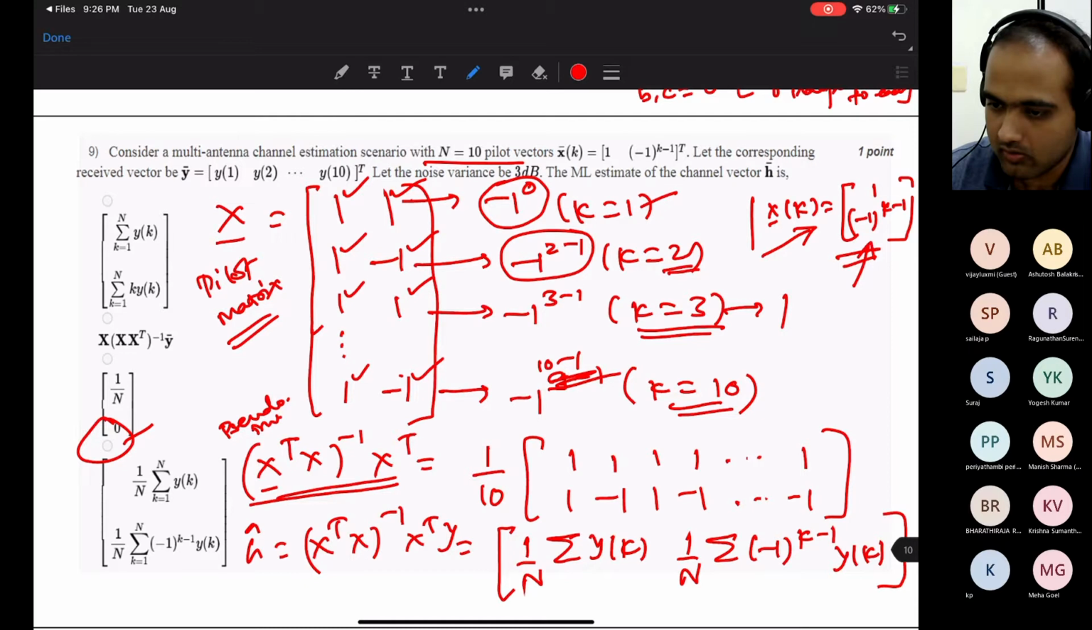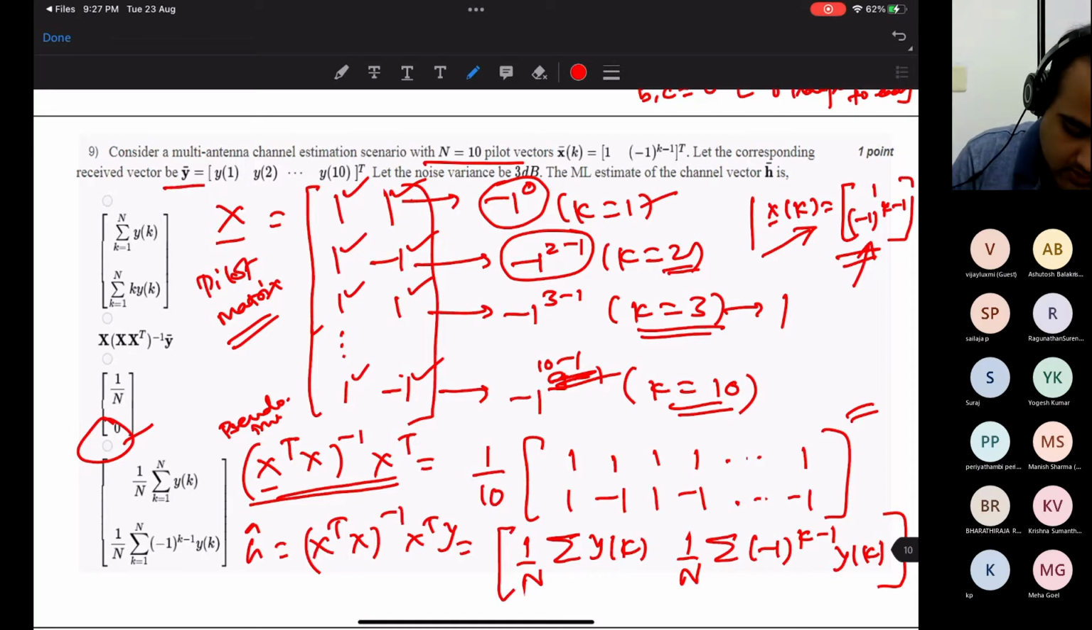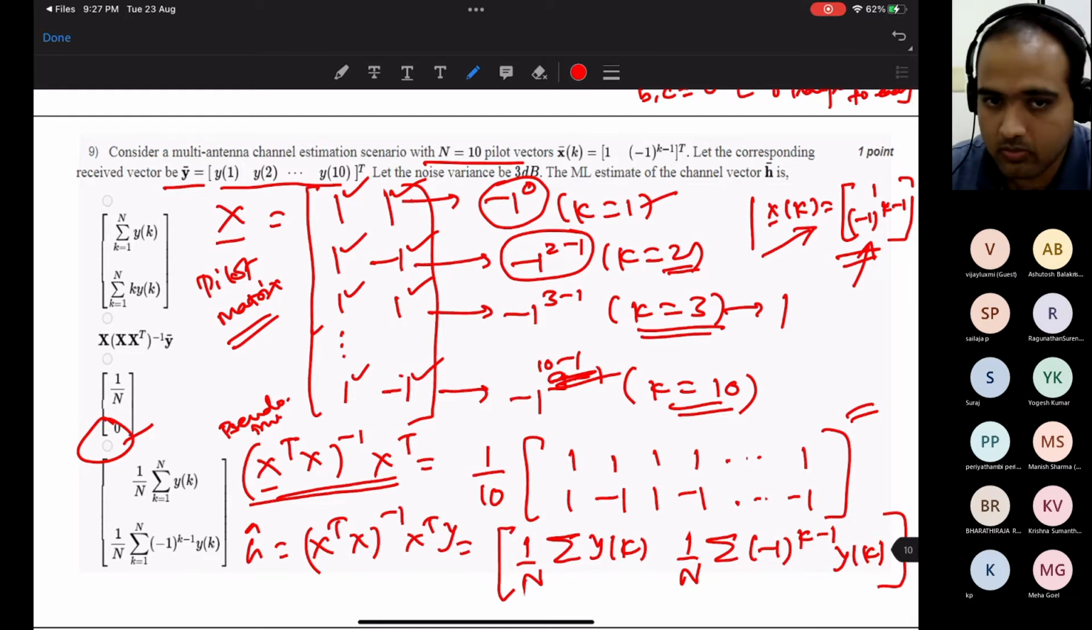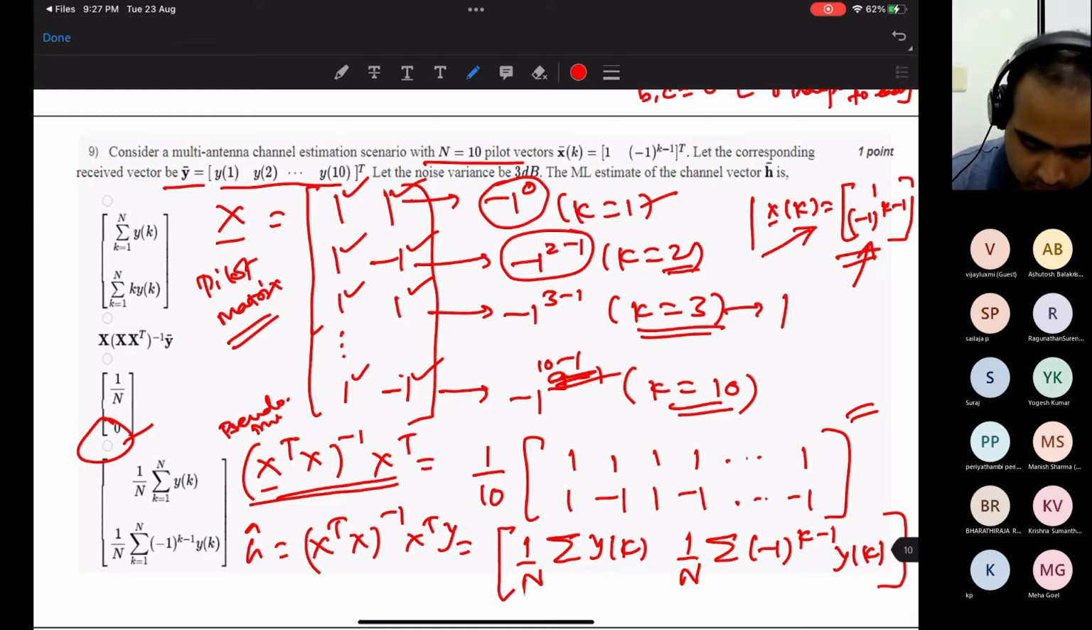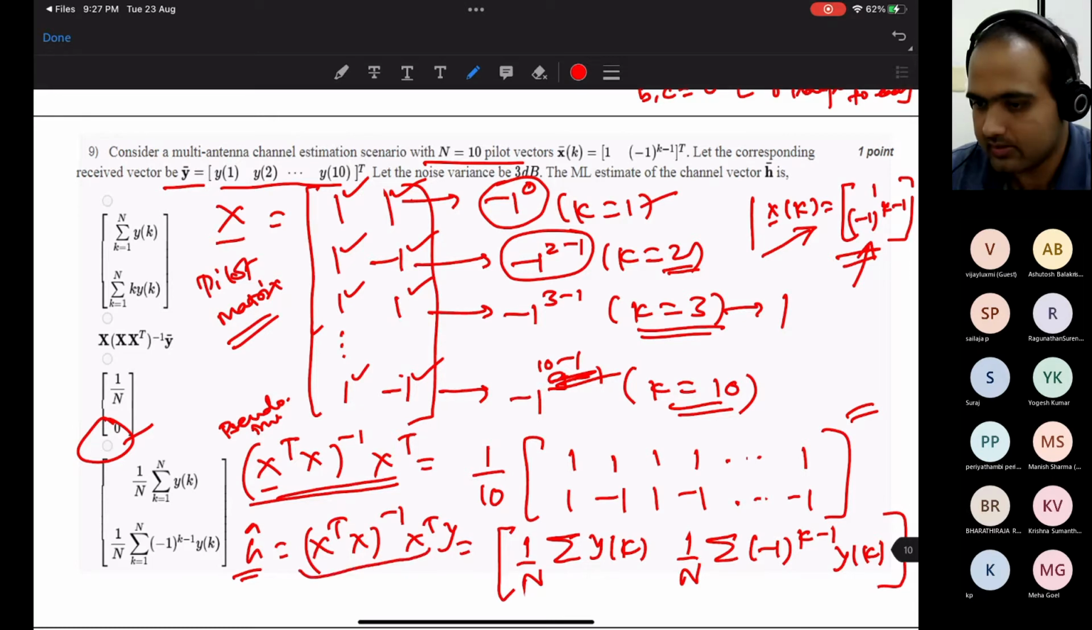The first column is all ones. In the second column, each element is toggling between 1 and -1. If you just solve it, you will get 1/10 and this matrix. It's the same matrix, actually this is a transpose of that matrix. If you solve this on clean paper, it is fairly simple. And finally, what we are given is y1, y2 up to y10, right? These are the y's which are given. To compute the channel vector, you need to multiply y with this pseudo inverse.